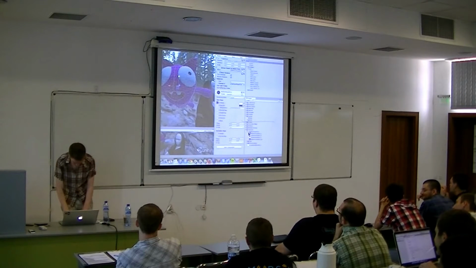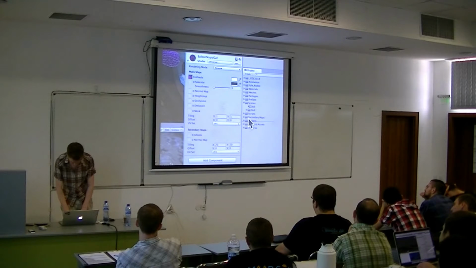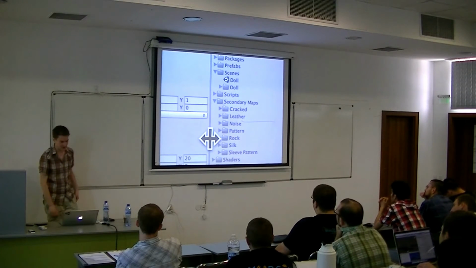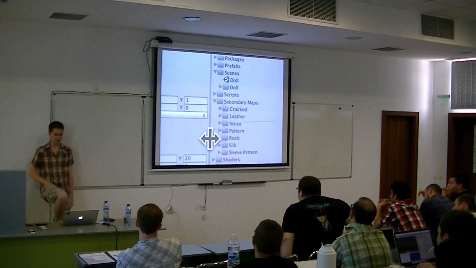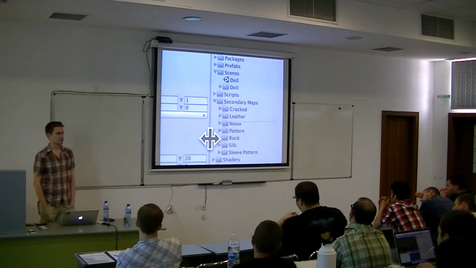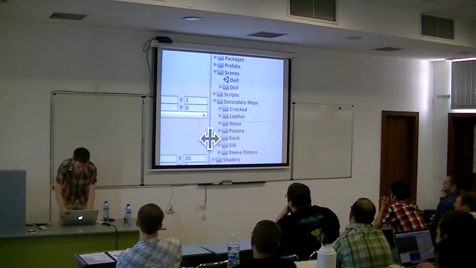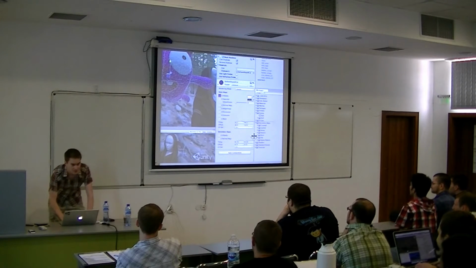Okay, this is where it gets confusing. So, where's the secondary maps? I'm going to crowdsource this next bit. Which one do you guys want it to be? Cracked, which is like rock, leather, noise, a pattern, rock, silk, or stick? First one shouts out, please. A rock. Well, okay, so cracked and rock, they're like the same stuff.